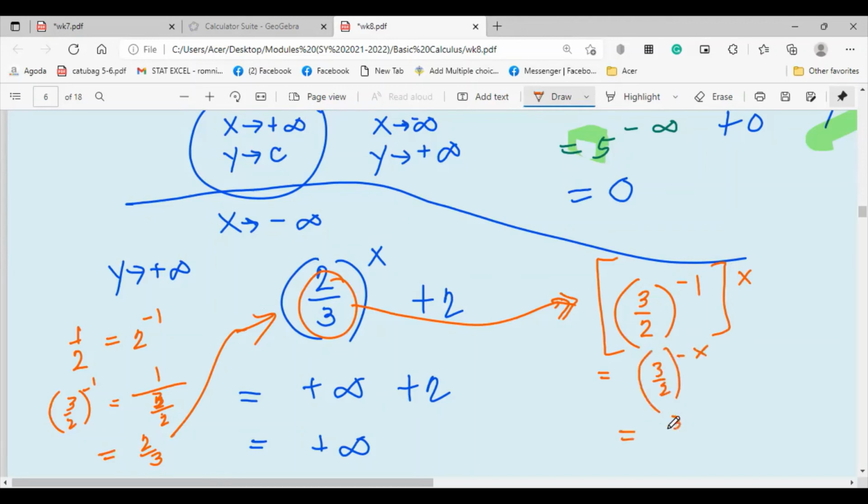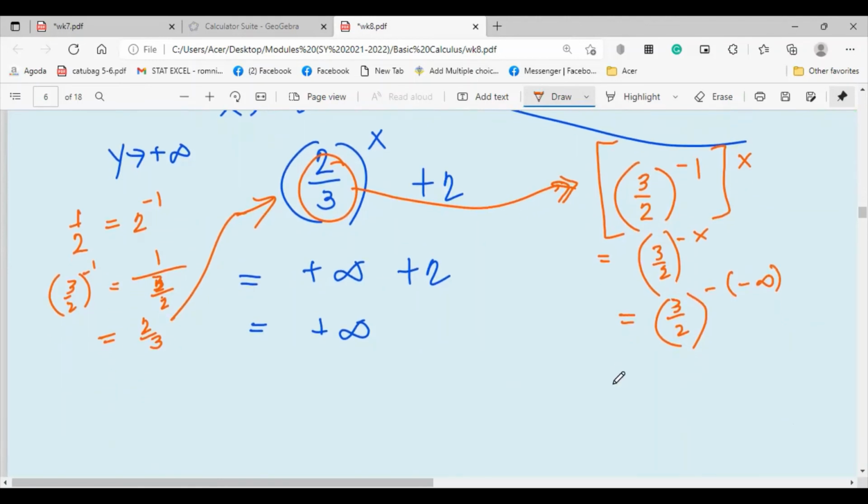Substitute yung negative infinity. So, you have 3/2. 3/2 is already 1.5. Negative of negative infinity, this now becomes 3/2 raised to positive infinity, making your answer as positive infinity. Now, again, kung saan ka convenient.